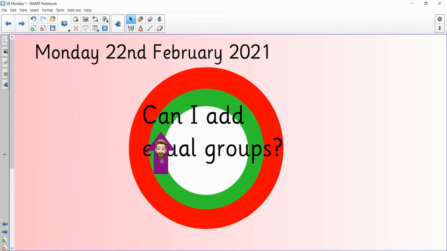Okay, let's read our learning question together. Can I add equal groups? It's our second day on this learning question.